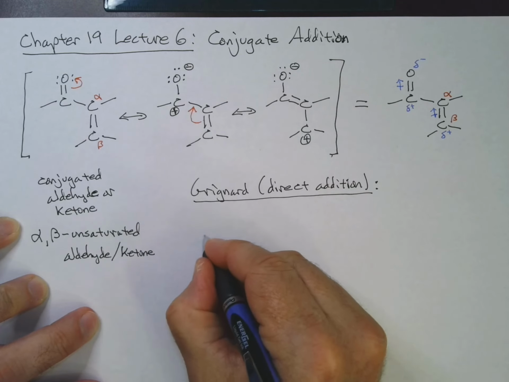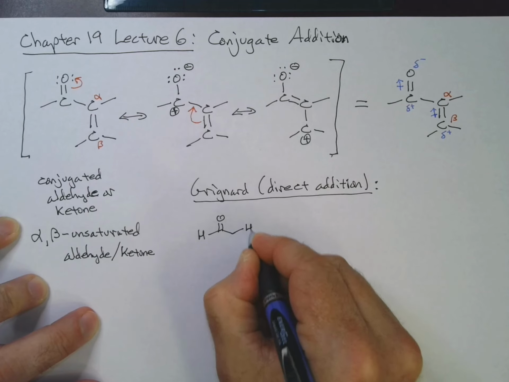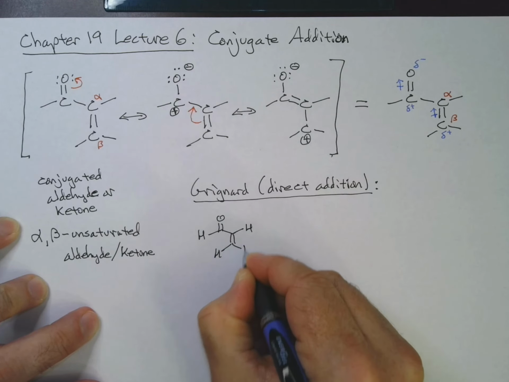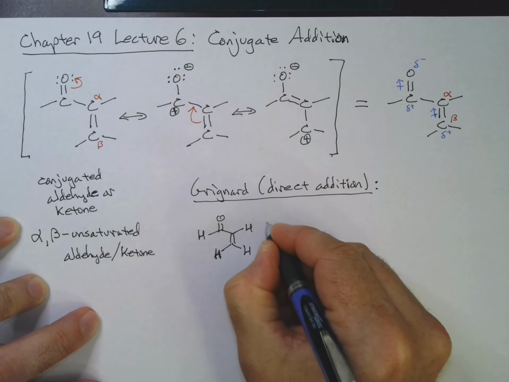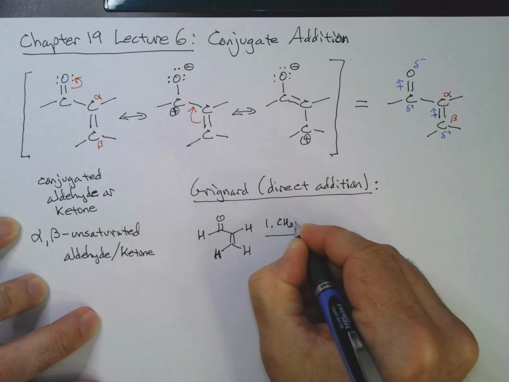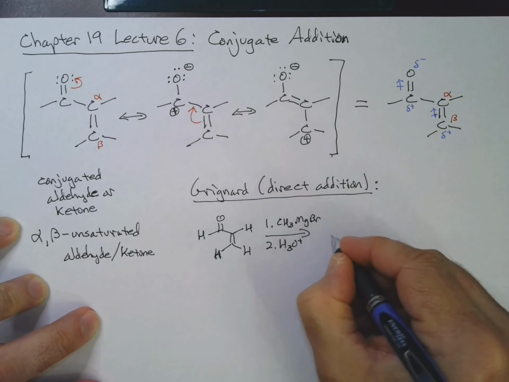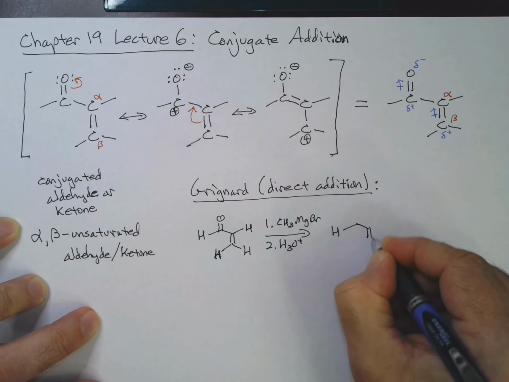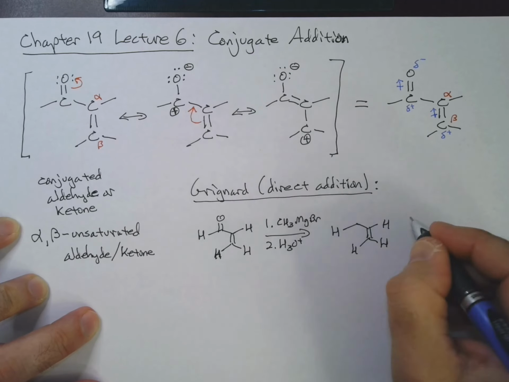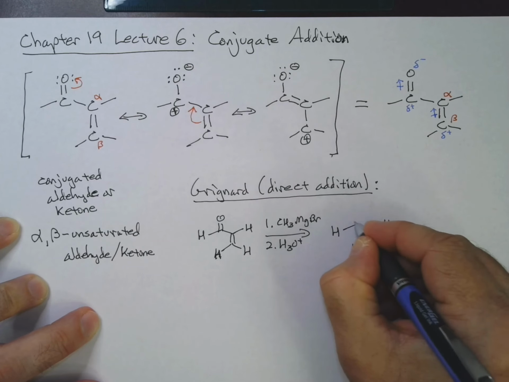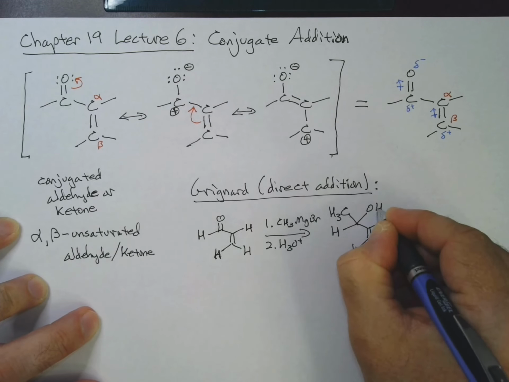And so my Grignard, let's just take my simplest case here. We'll take that molecule there, and we will react it with CH3MgBr, and then H3O+, and we will get the alcohol product with CH3 and OH.